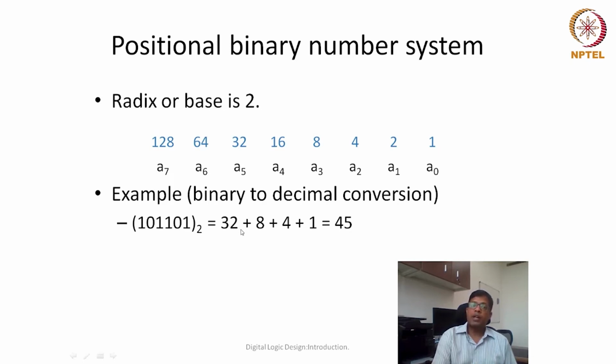So here you see, the multiplication is not really a multiplication, but actually a replacement. If the bit is 1, its value is replaced. If it is 0, it's ignored. So this particular number will become 32 plus 8 plus 4 plus 1. If I add all of them, it will become 45. So this way a binary number can be represented by using the same formula, by calculating the value at each place.